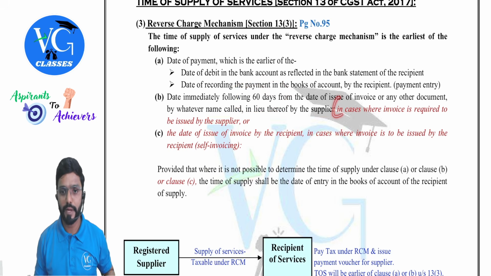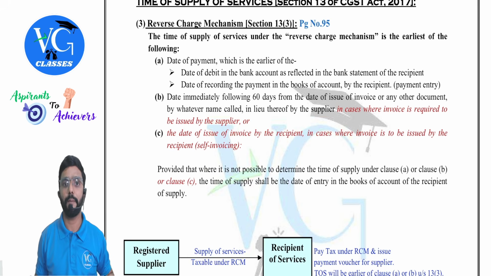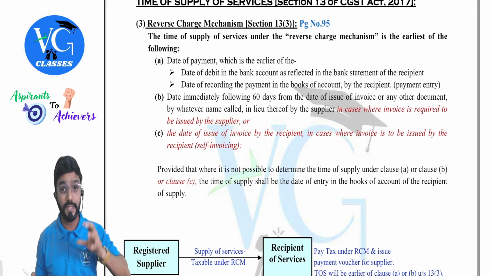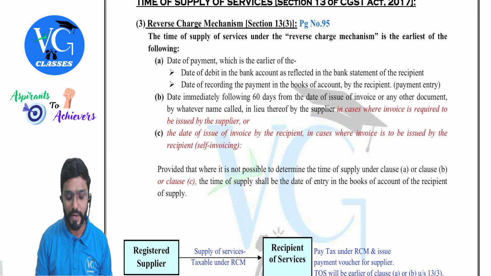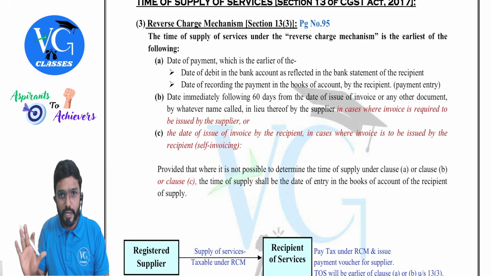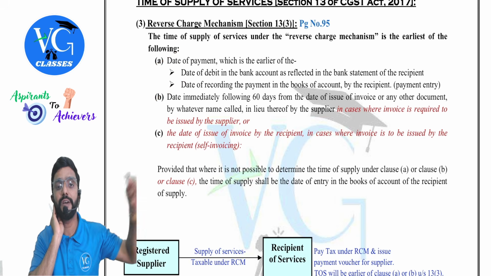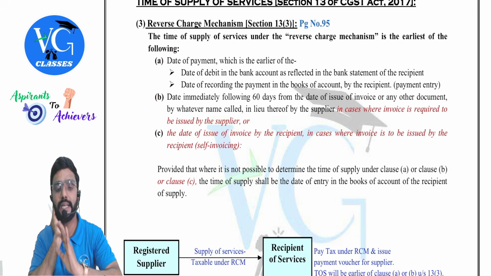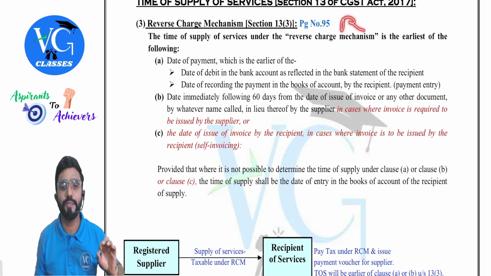They have given some more extension here, in cases where the invoice is required to be issued by the supplier. So even though RCM is applicable, the invoice was supposed to be issued by the supplier. Then what is the time of supply? Clause A or clause B, whichever is earlier. What is clause A? Date of payment. What is clause B? The 61st day from the date of issue of invoice by the supplier. Whichever is earlier. Who should pay GST here? Recipient. Guys, please be careful.